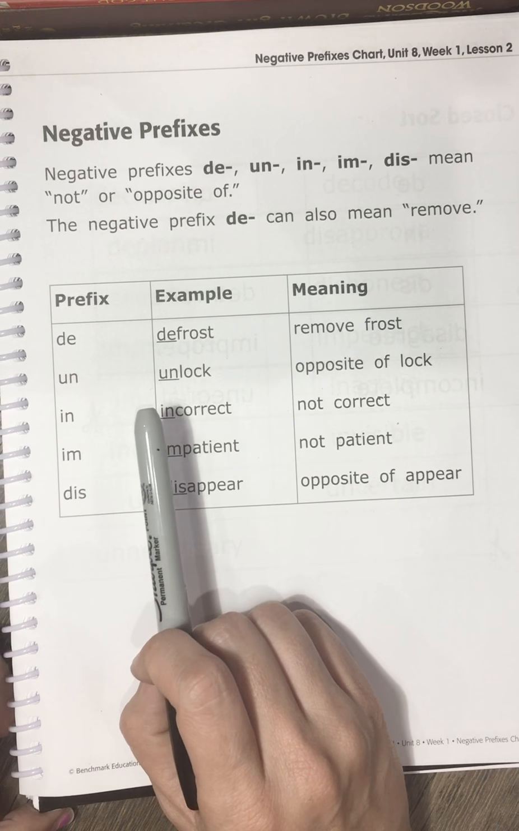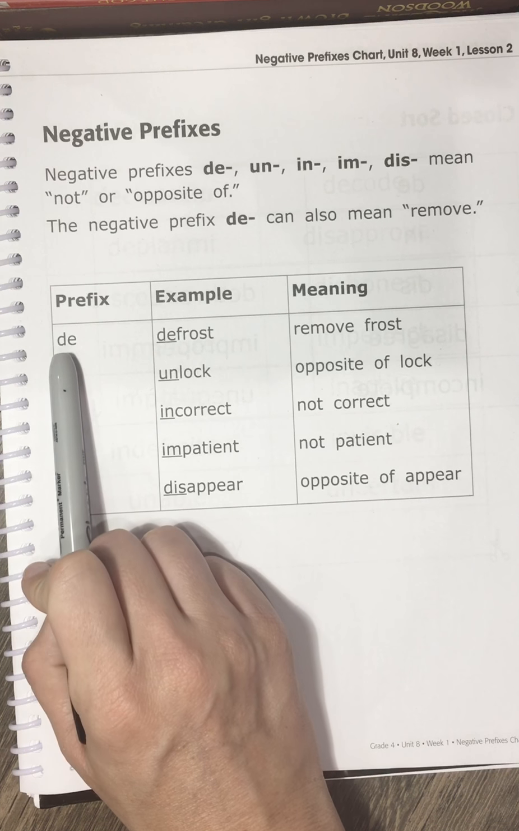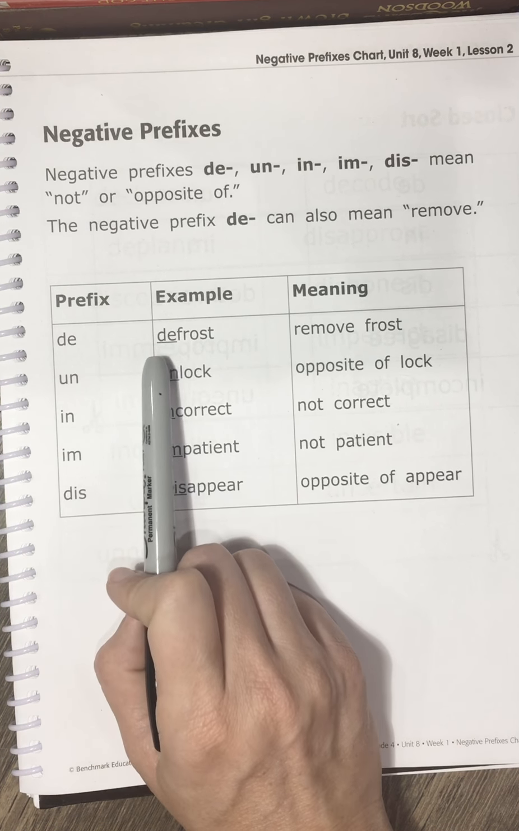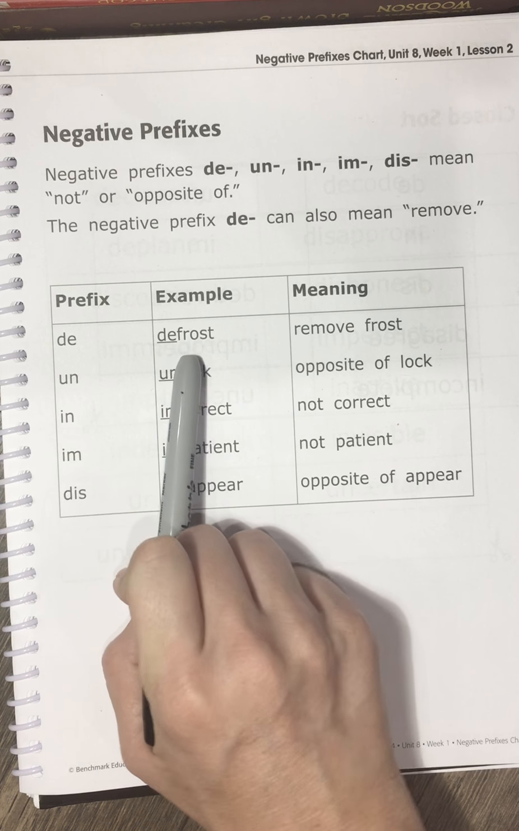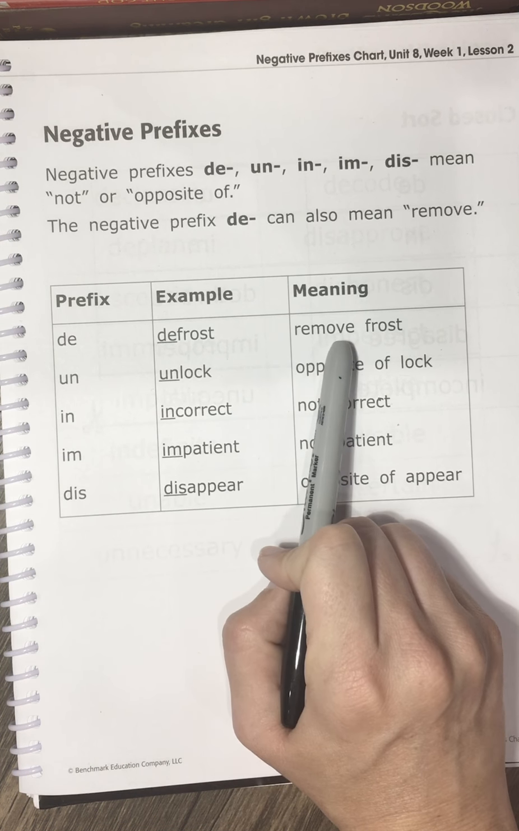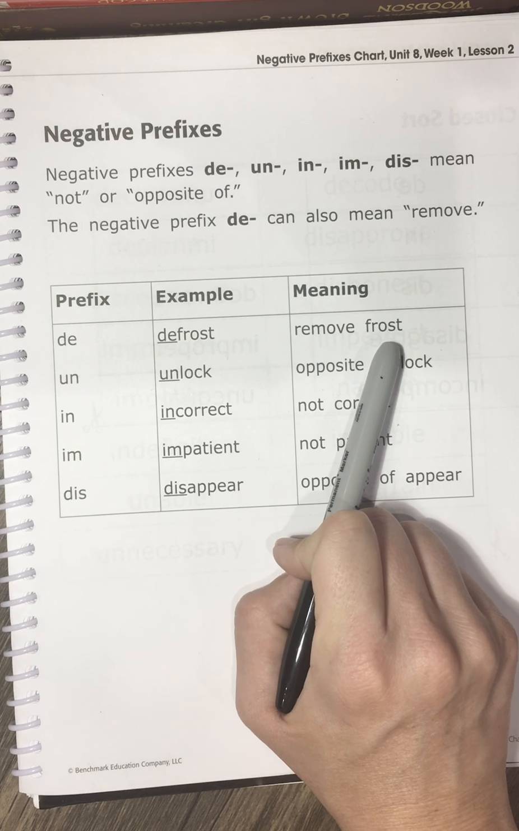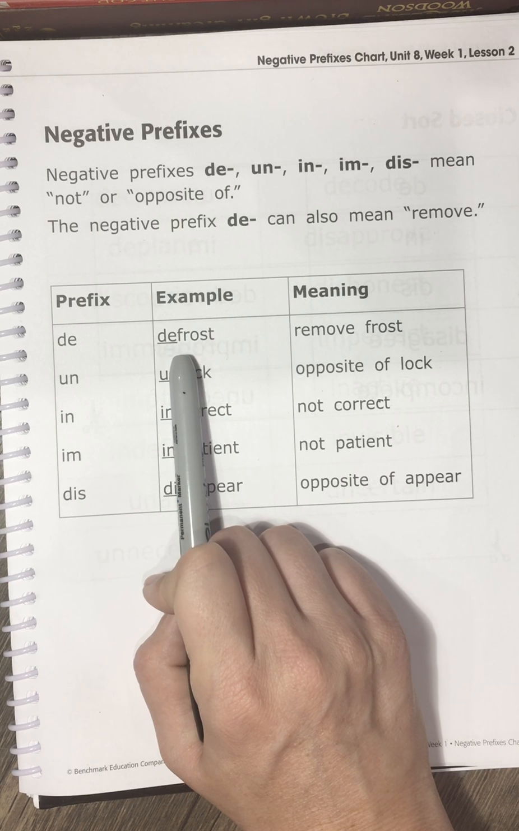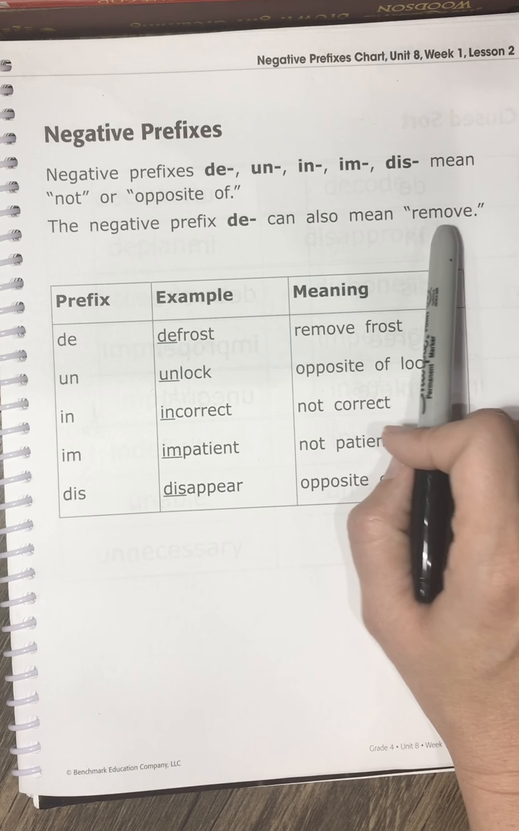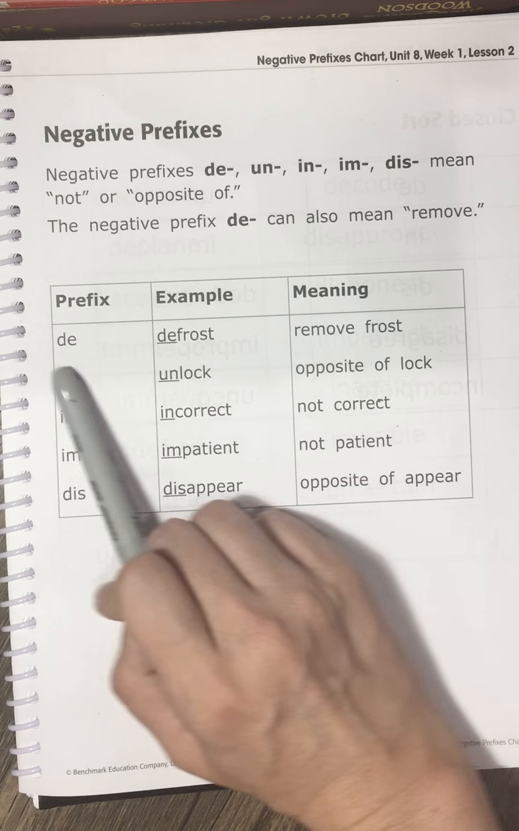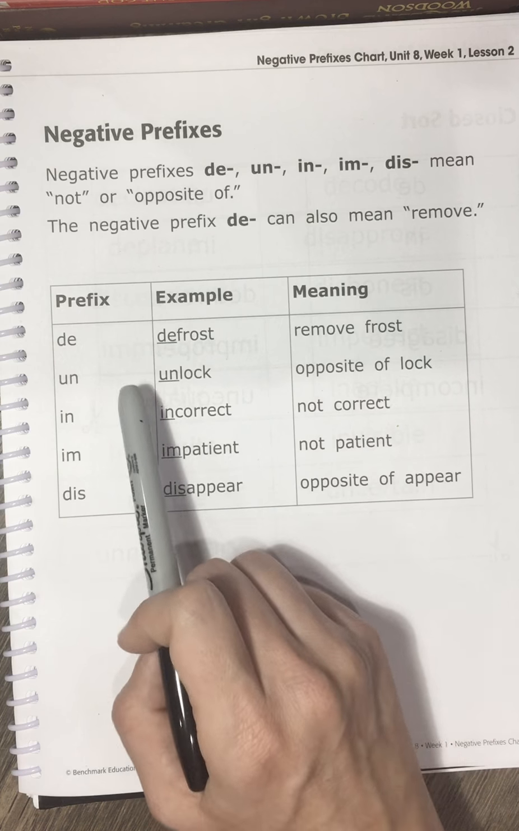So here are a few examples. So for the prefix de, our example word would be to defrost. Okay, so that means to remove frost. So if we defrost our car, that means that there's frost on our car windshield. If you've ever been outside when it's really cold in the mornings and you see frost on your windshield, that means if you're going to defrost it, you are going to remove the frost. Okay, so you're going to take it away. So in this case, de means to remove it. You're going to remove the frost.